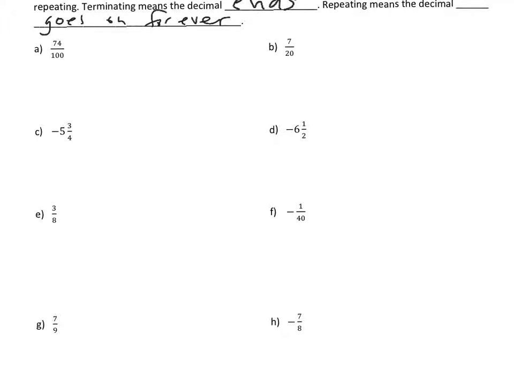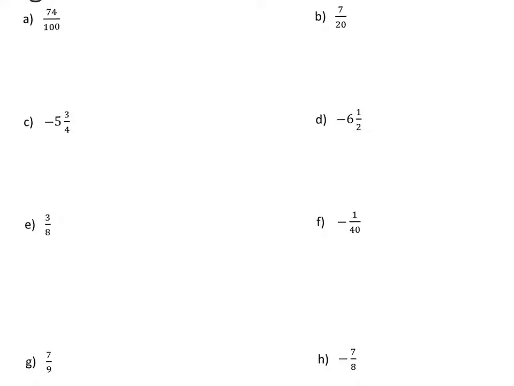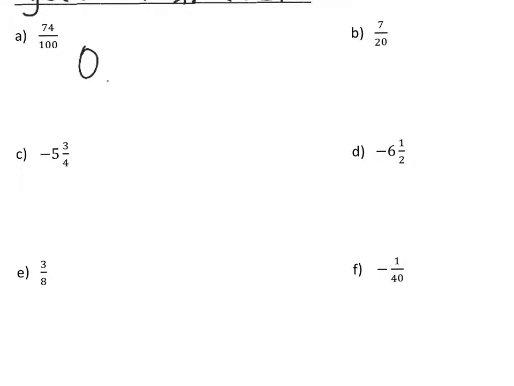Okay, letter A. 74 100ths. So if I want to make this a decimal, 74 is a smaller number than 100. So that means my decimal is going to be 0 and 74 hundredths. Well, the hundredths place is 2 past the decimal. So I'm just going to fill in 74 there. So our answer for letter A is 0.74. Or 0 and 74 hundredths.